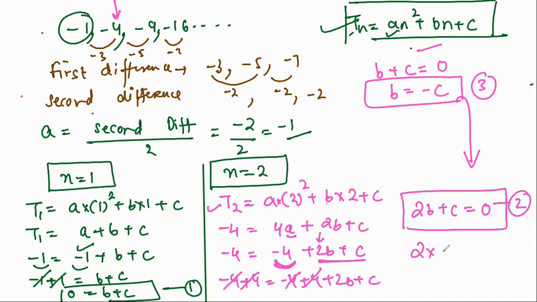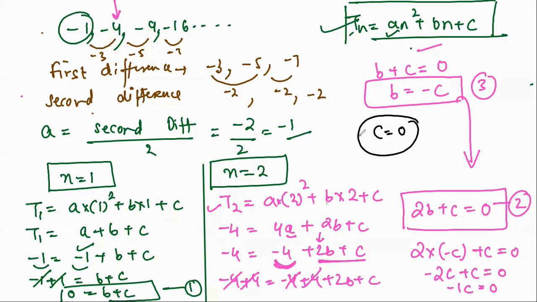So I am putting 2 multiplied by B, which is negative C, plus C is equal to 0. So 2 multiplied by minus C is minus 2C, plus C is equal to 0. Minus 2C plus C is negative 1C, which is equal to 0. So C is 0 over negative 1, which is 0. So C I am getting 0. When C is 0, I can put it in any of the equations, so I am putting it in the third one. B is equal to minus 0, which is 0 only. So B again I am getting 0.